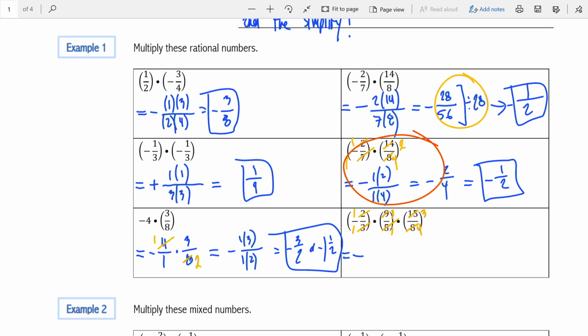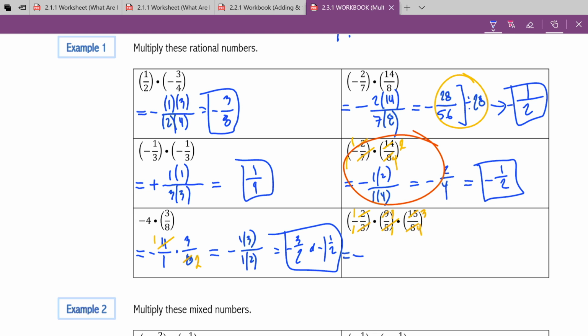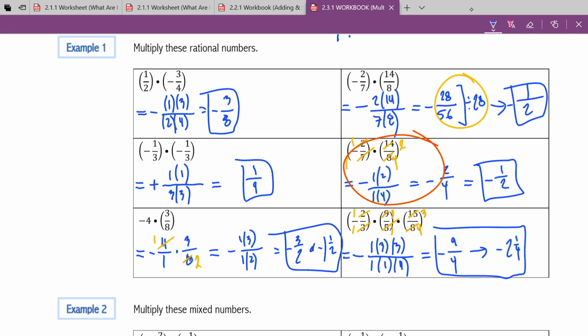Because I don't know about you, but I did not want to multiply 2 times 9 times 15. What I will do fairly easily is multiply 1 times 3 times 3, no problem. And on the bottom, 1 times 1 times 4, no problem. We still have a negative. We'll have 9 on the top. Looks like 4 on the bottom. And if you wanted to convert that into a mixed number, you could easily go 2 and 1/4. Either one of those answers will be acceptable.